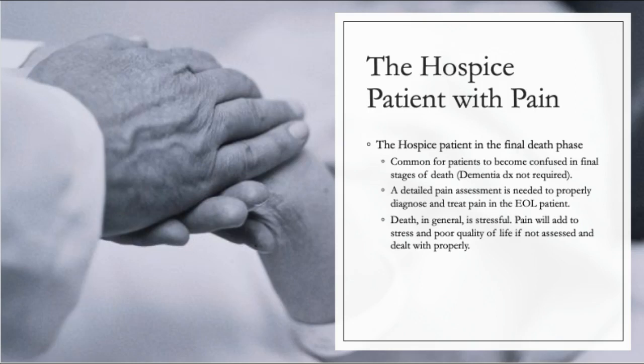So it's common for patients to become more confused in the final stages of death, and they don't necessarily have to have a dementia diagnosis. So it's important during this time that we make sure their symptoms, especially pain, are controlled, because they can make that stage of death so much worse if it's not controlled. So a detailed pain assessment needs to be done, and it needs to involve the family. It needs to involve other members of the interdisciplinary team.